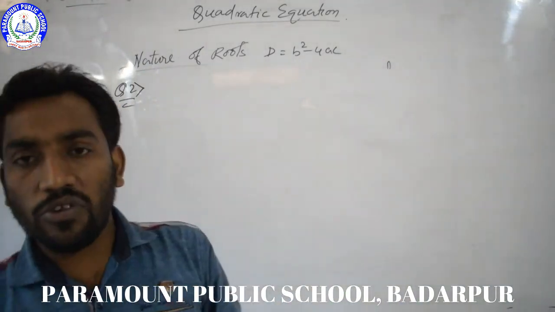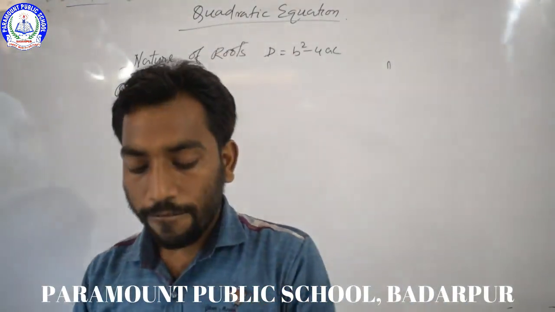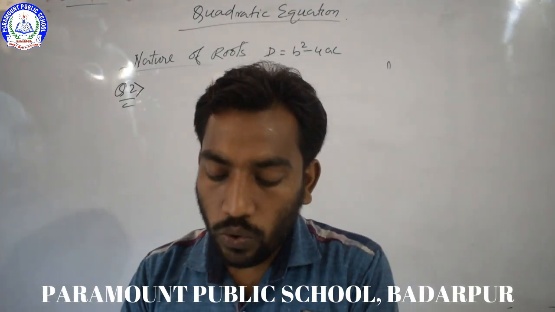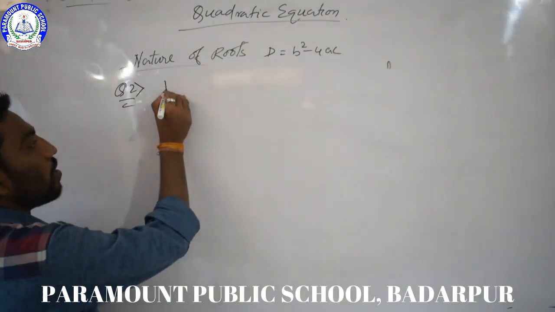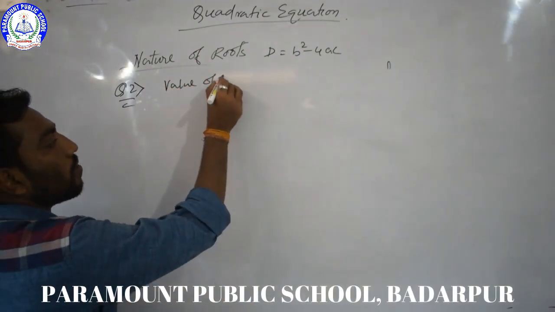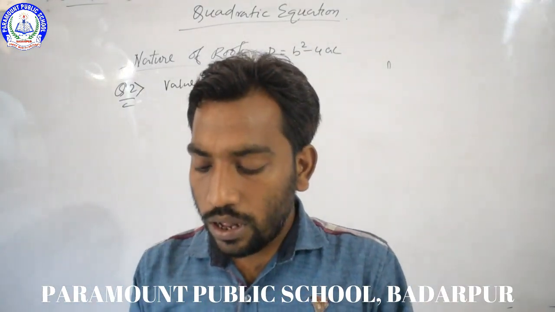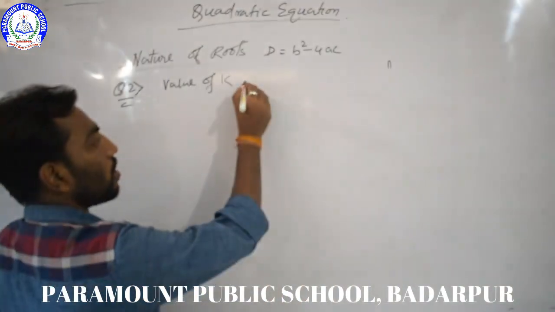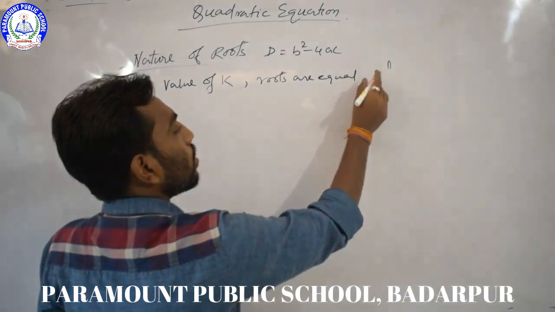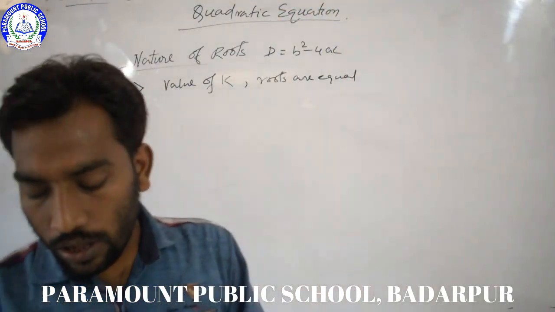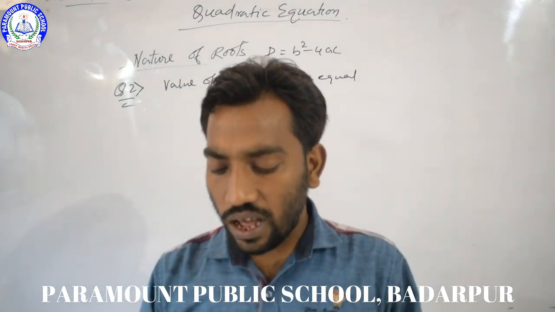All the problems that I am solving, these are from NCERT book, Class 10, exercise 4.4. Question number 2. Find the value of k. We have to find the value of k. And they have given that the condition of roots are equal. They are telling the roots are equal. So what is the question here? Find the value of k for which the roots are equal.